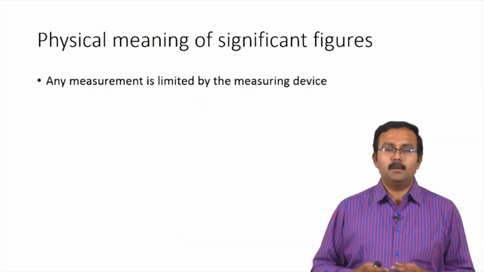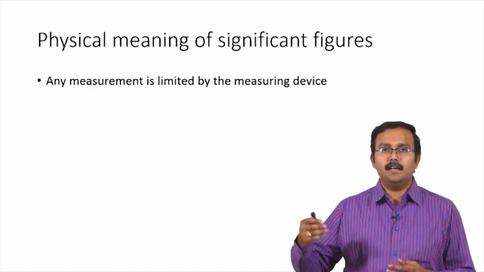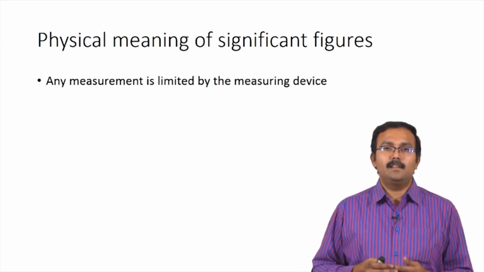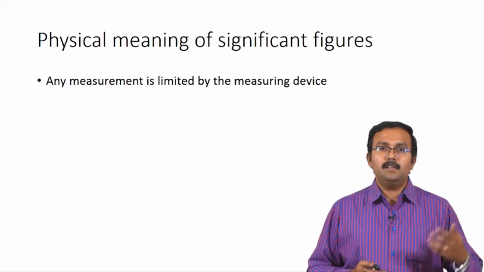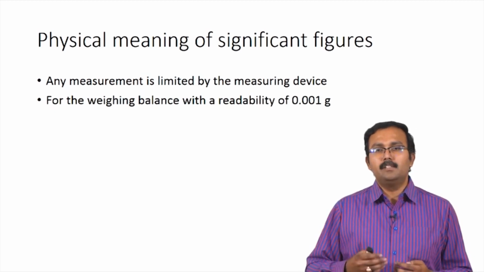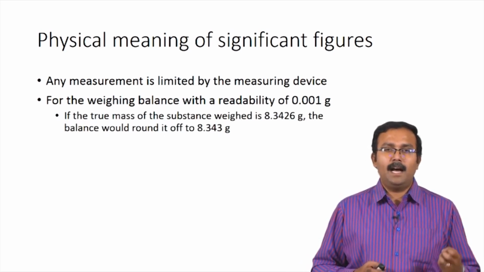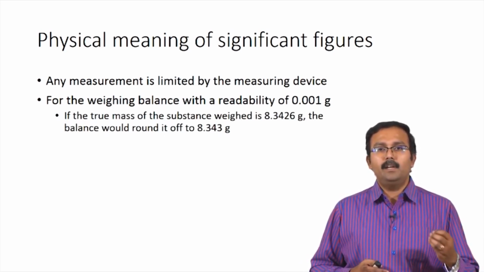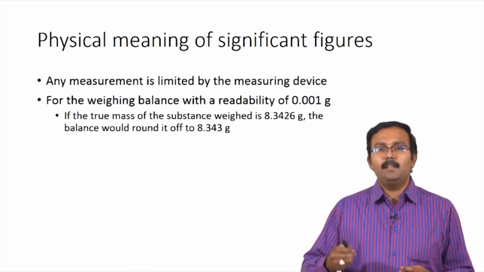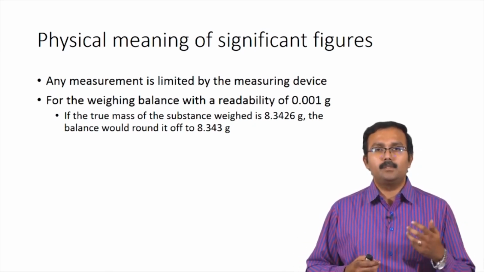Why should we bother about these significant figures? Any measurement which we report is limited by the accuracy of the measuring device itself. Whatever number we use cannot be more accurate than whatever we measured. That was the example which we looked at. Consider the same example. The weighing balance had a readability of 0.001 grams. What does this mean? If my substance has a true mass of 8.3426 grams, the balance would round it off and give it as 8.343 grams, because the readability of this balance is only till 0.001 grams.